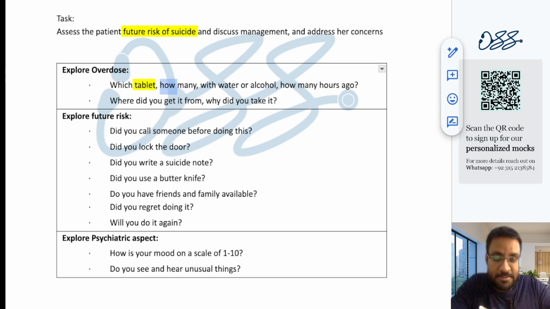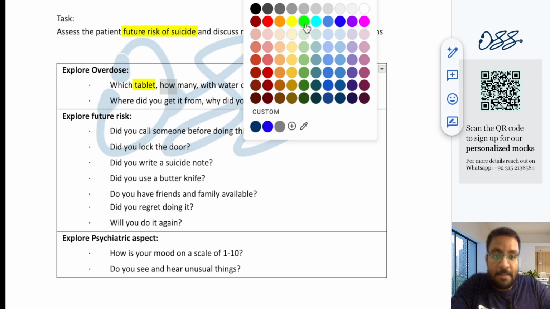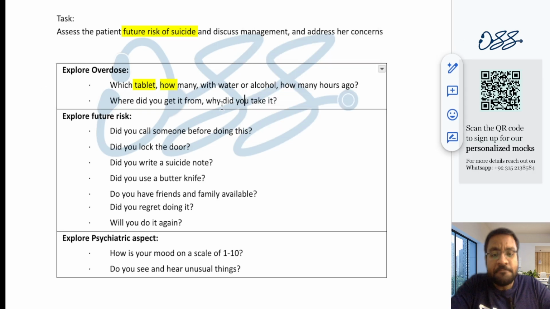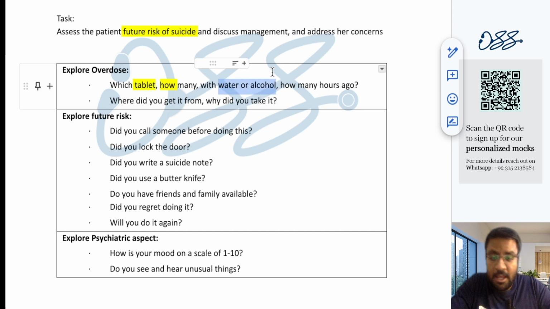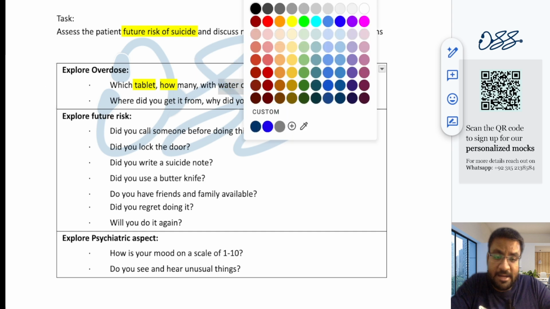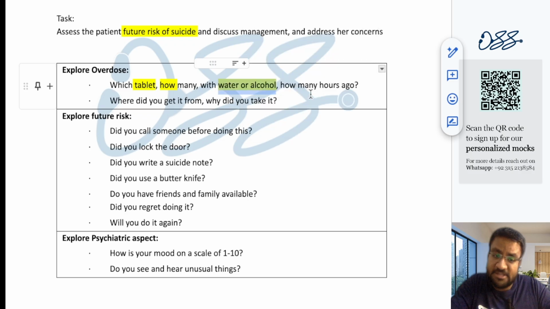Then how many tablets did they take? Okay, I took 40 tablets of paracetamol, I took 6 tablets of OCPs. Okay, then you ask, was it taken with water or was it taken with alcohol? Yes, it was under the influence of alcohol, and I just took it while I was drinking. No, I just took it with water. Okay, then you need to ask about how many hours it has been since you have taken these medications, or when did you take these medications? Okay, because it has a lot to do with the bioavailability, and your medical management basically depends on the time when you have taken this medication.